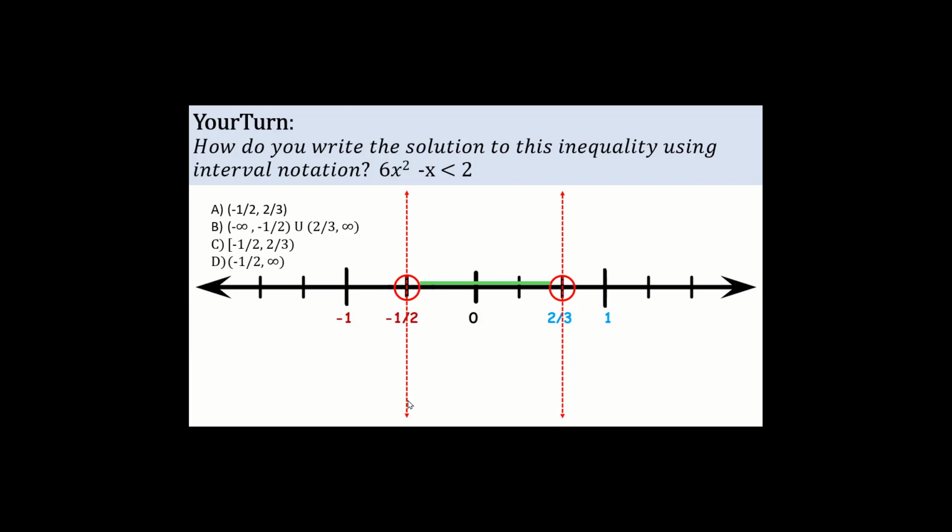Alright, now we have it already graphed, and we know that it's this area that's going to check true for our solution set. How do we write that? Do you remember? Alright, go ahead and pause and make your choice, and then we'll come back and see if we're correct. Alright, we're going to be using parentheses instead of hard brackets because negative 1/2 and 2/3 are not included.